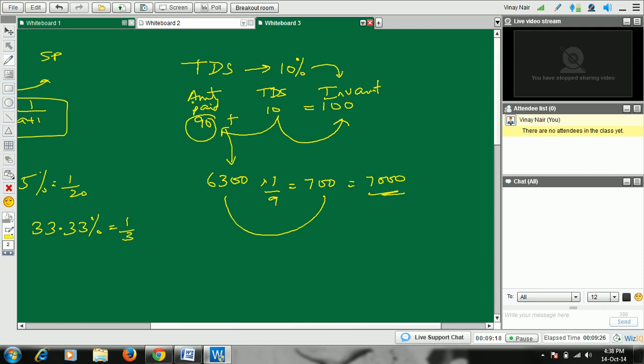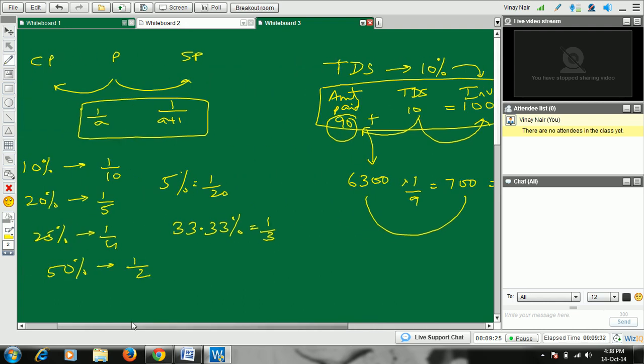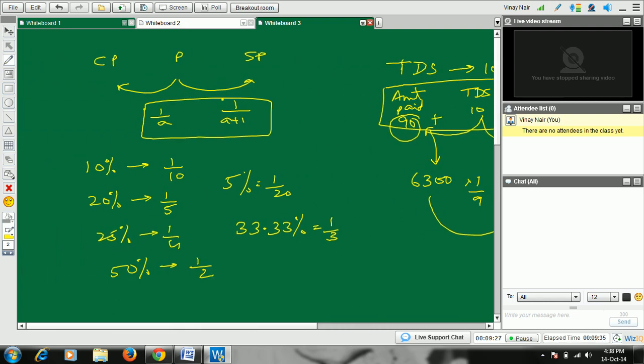So this is a very useful relationship. That is, we can just remember it like this: 1 by A of cost is 1 by A plus 1 of sales. So like we said, all these interesting observations, we are looking at numbers which are 1 upon something, fractions which are 1 upon something. What if we have some other percentages?